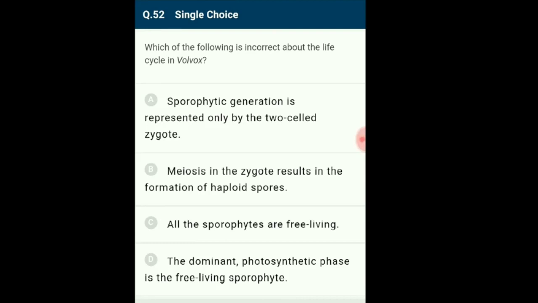So the answer for this question is option B. Meiosis in the zygote results in the formation of haploids.